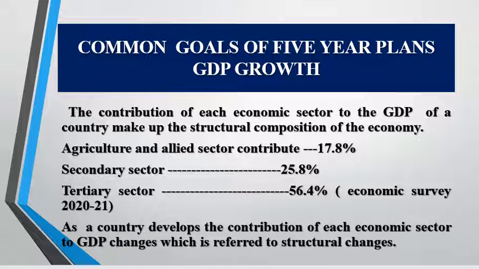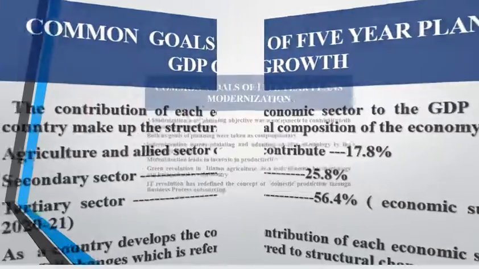When we talk about structural composition, it means the economy is divided into 3 sectors: the agriculture and allied sector, the secondary sector, and the tertiary sector, that is the service sector. As per the economic survey, the agriculture and allied sector contributes 17.8% to the GDP, the secondary sector 25.8%, and the tertiary sector 56.4%. As the country develops, the contribution of each economic sector to the GDP changes, which is referred to as structural change. Earlier we were dependent upon agriculture. Now the agriculture share in the GDP goes on decreasing and the tertiary and secondary sectors go on increasing. It means structural changes are taking place in the economy.